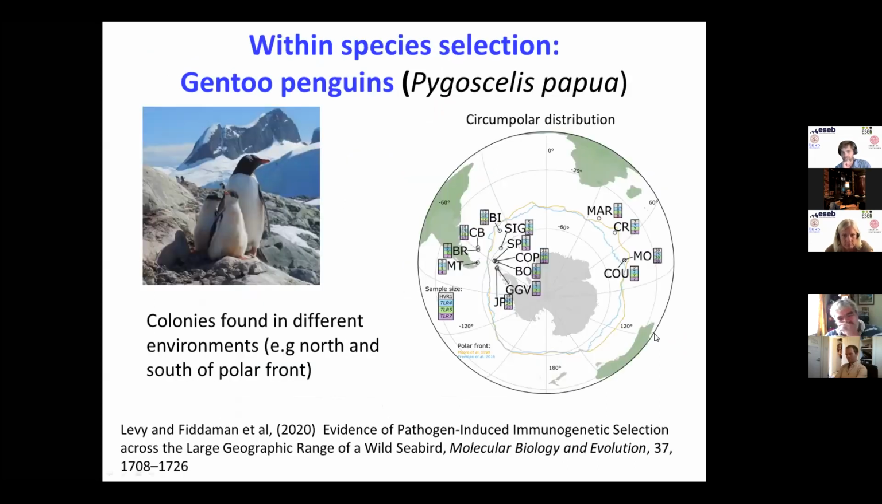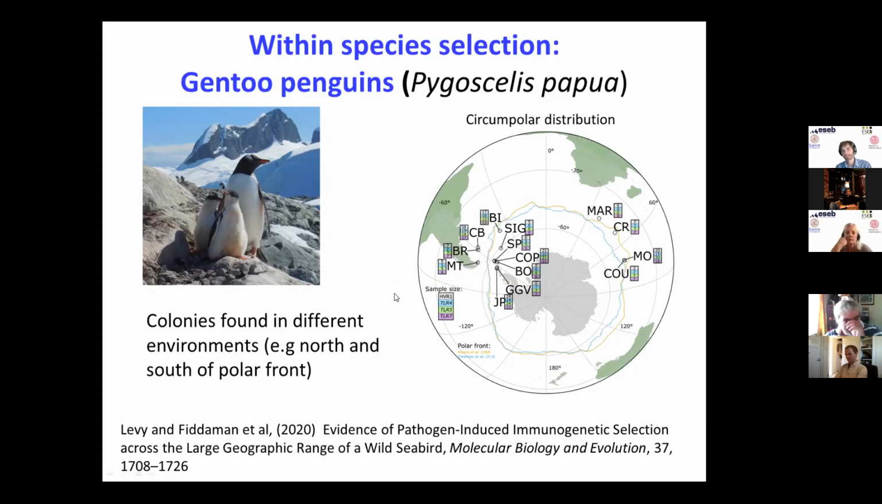I now want to move across, rather than the deep stuff of dealing with lots of different penguin species, to within-species selection patterns, and in this case, the gentoo penguins. So why on earth did we pick the gentoos? We picked them because they have a circumpolar distribution. They're very widely distributed. They're found in a wide range of different environments, both north and south of the polar front, so in really quite different conditions.